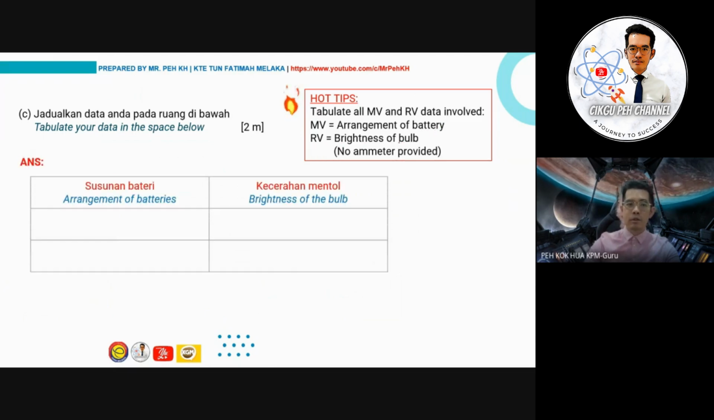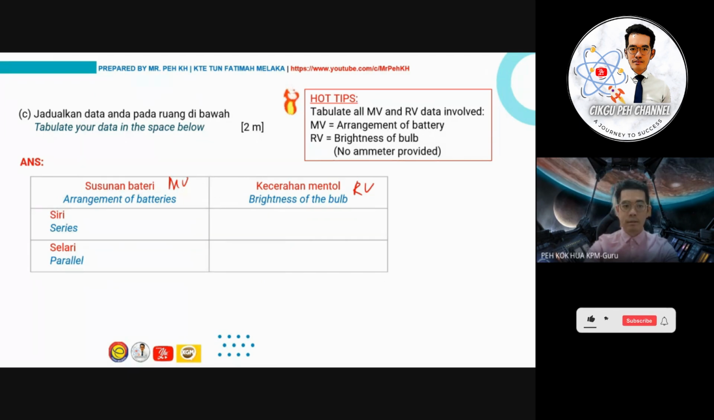So the MV here will be the arrangement of the battery, and the RV here will be the brightness of the bulb. The arrangement is very clear, we have only two, which are series and parallel. After the experiment, you may see that the brightness of the bulb for series is brighter, and the parallel will be dimmer. So your answer will be very straightforward for this sample question.